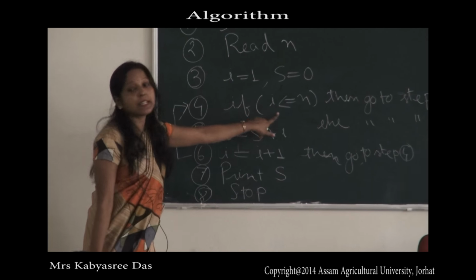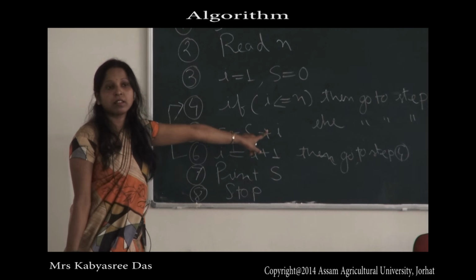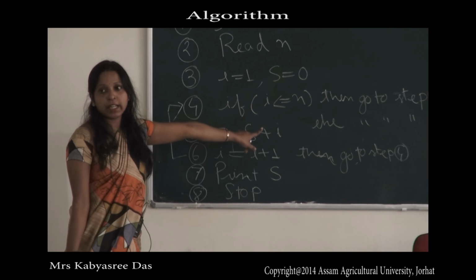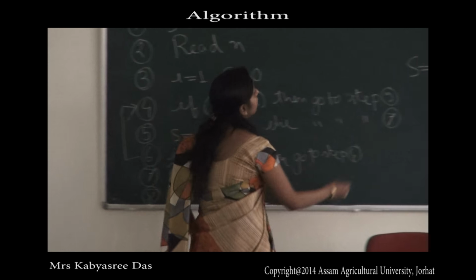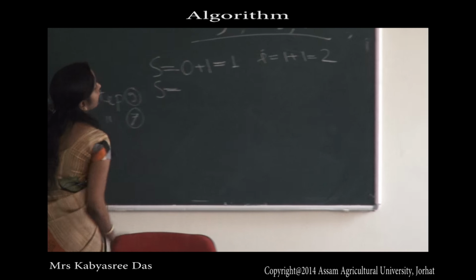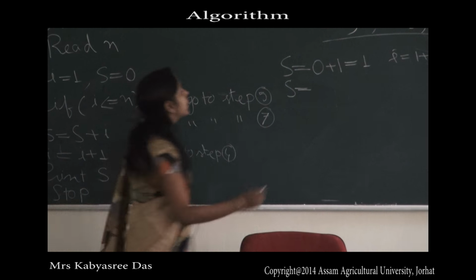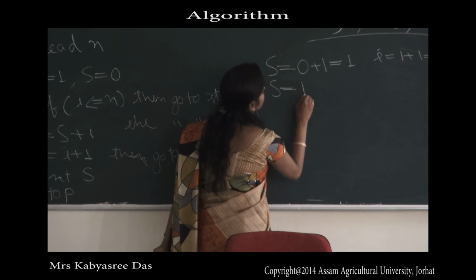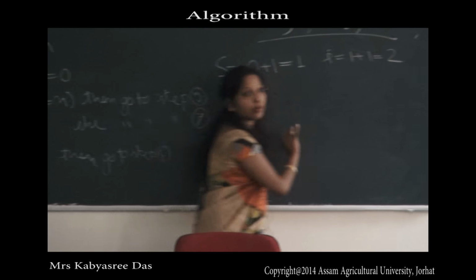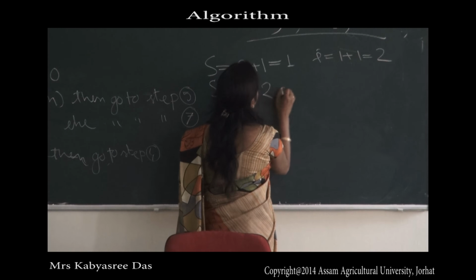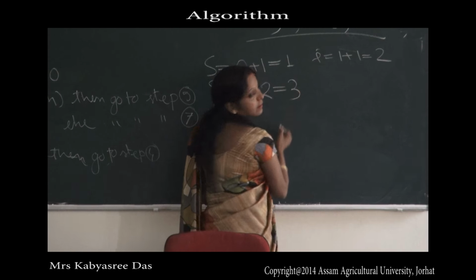Now, is 2 less than or equal to 5? Yes. So, what is the next value of S? S is equal to S plus I. What is the former value of S? It is 1. What is the current value of I? It is 2. S is 1 plus 2, which is equal to 3.